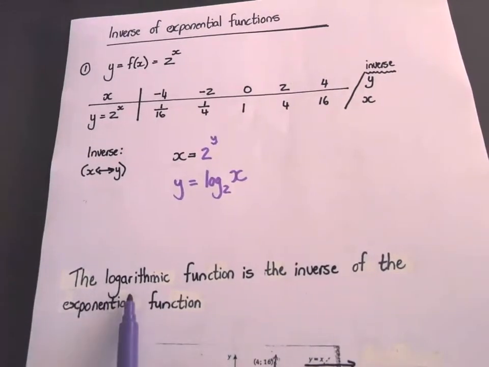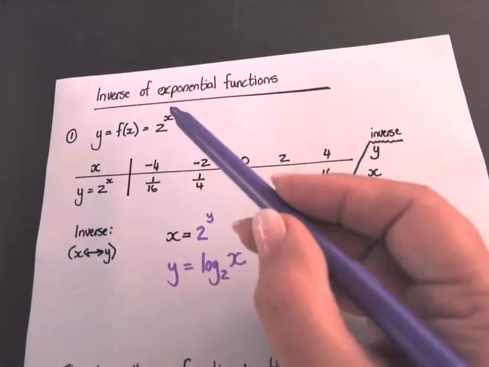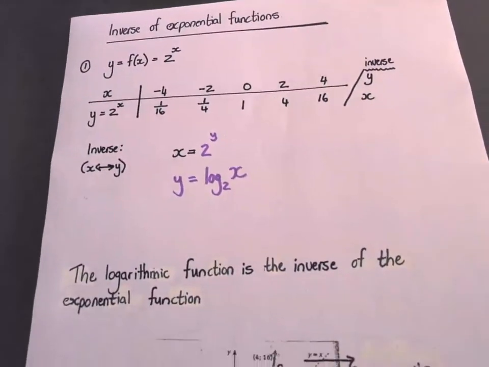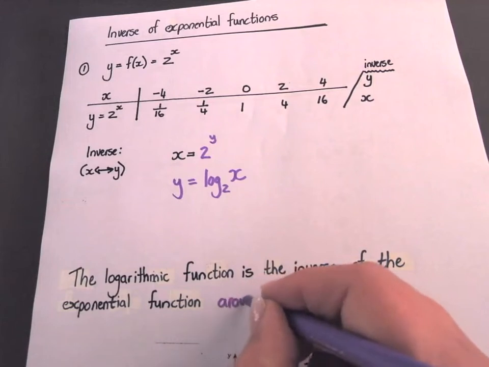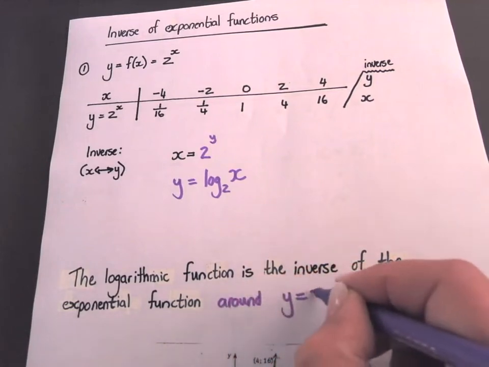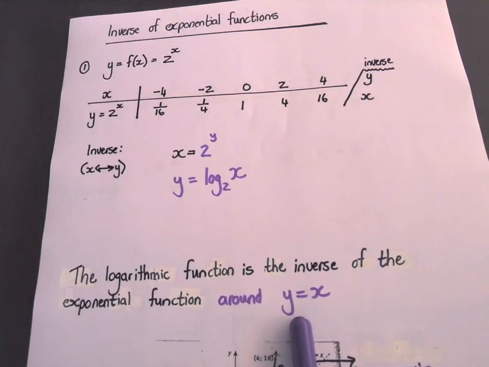So the logarithmic function, this one, is the inverse of the exponential one. Those two are inverse functions of each other. And around which line do you get an inverse and a normal function? Yes, around y equals x. So this is our reflection line.